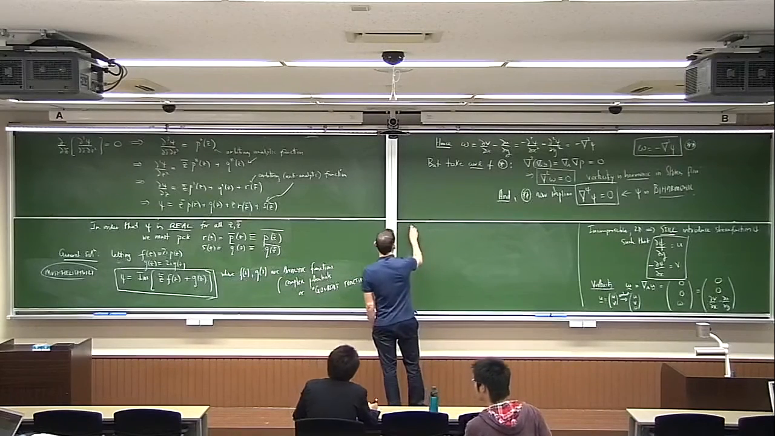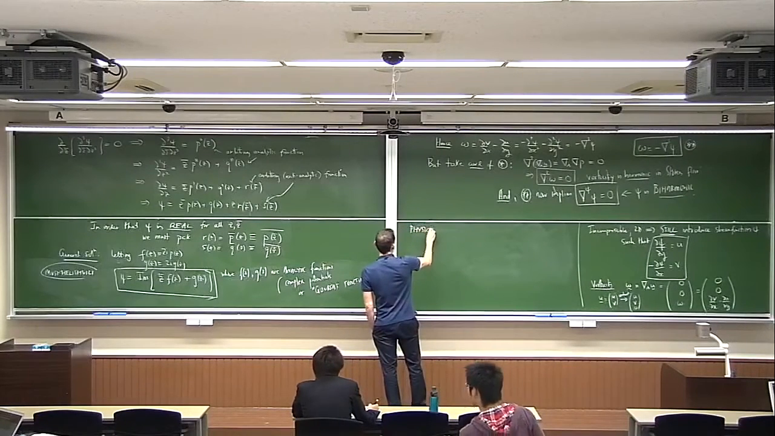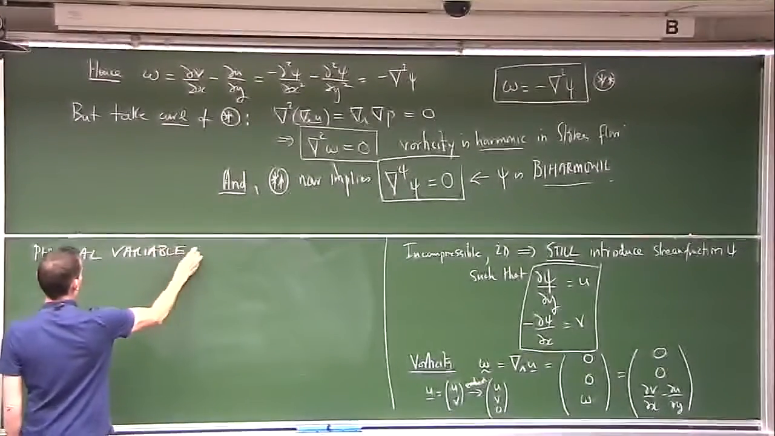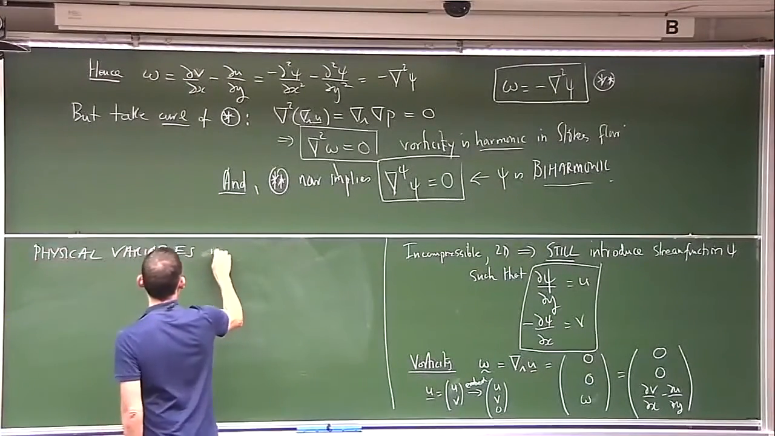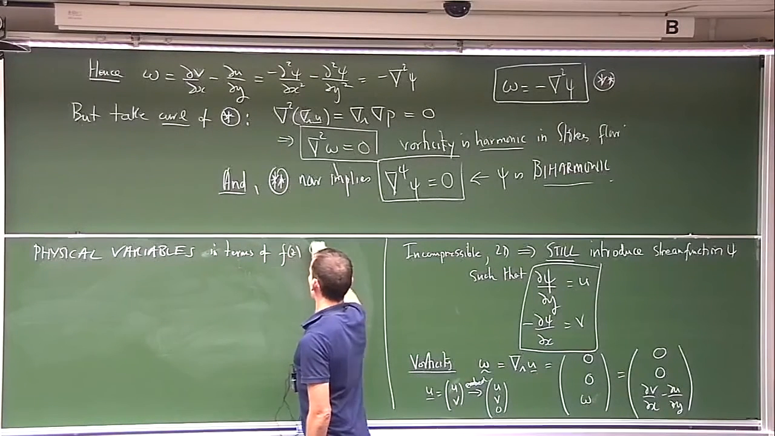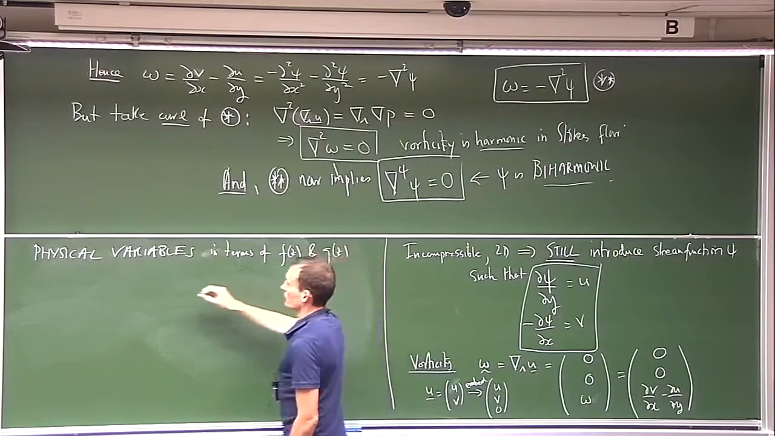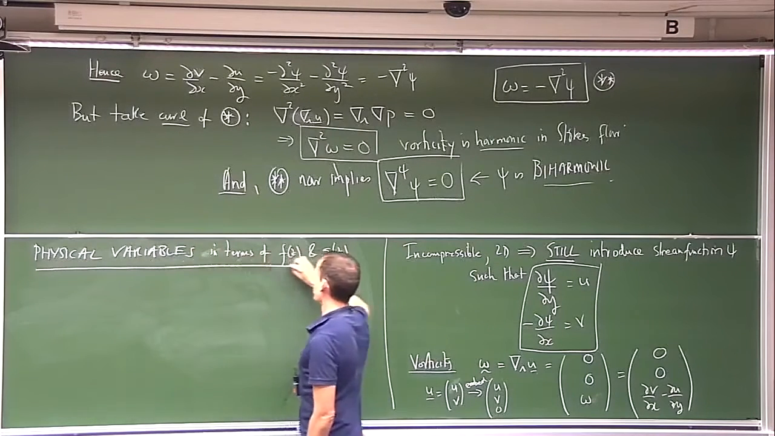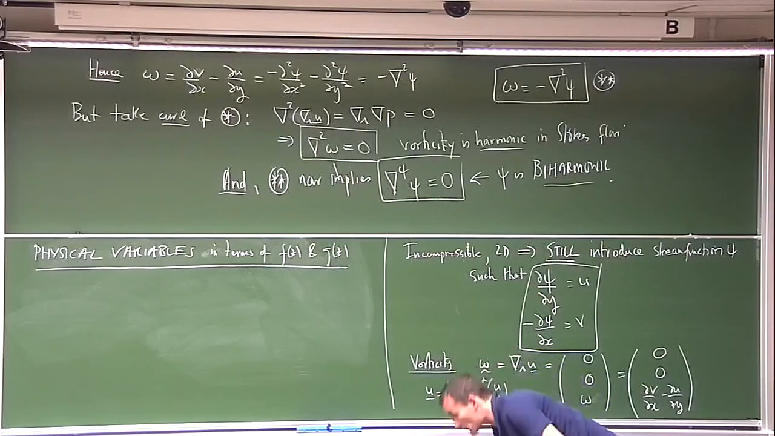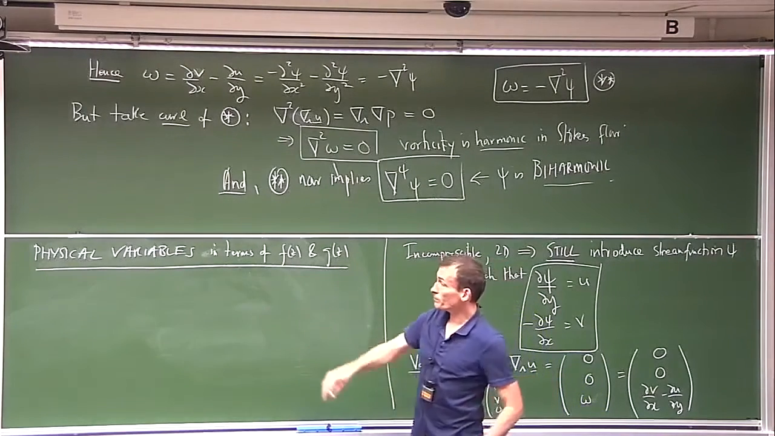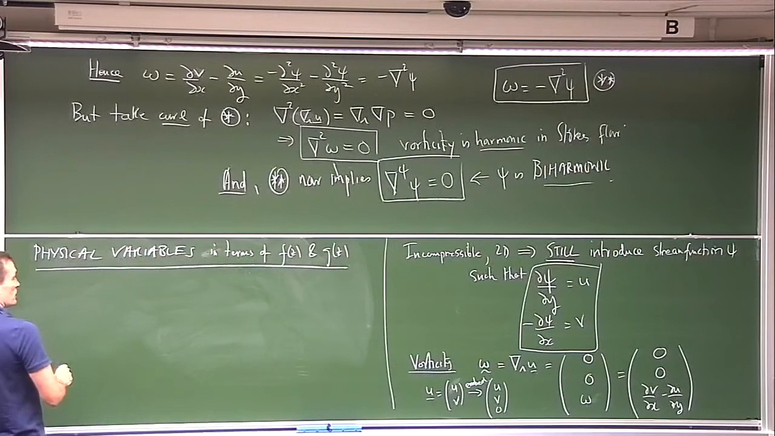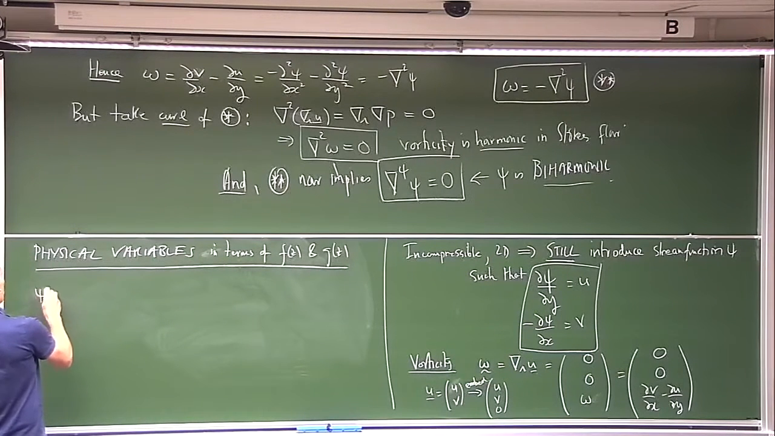So look what we've got to do now. What would be helpful is to get all the physical variables in terms of F and G. That's the stream function in terms of F and G. Let's look at, by the way, let's just write it like this.